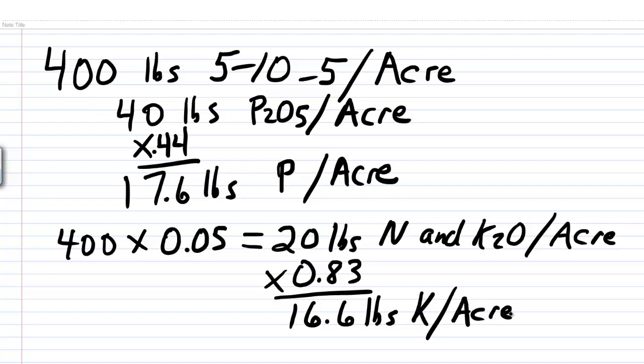So I hope that makes sense. And again, you can work these things backwards. Obviously, 16.6 divided by 0.83 gives you 20. 17.6 divided by 0.44 gives you 40. So just be aware of it. In some cases, there are recommendations based on elemental P and potassium, but in most cases, your soil test recommendations will be given in units of phosphate and potash.